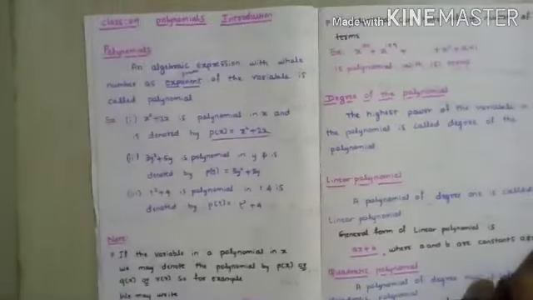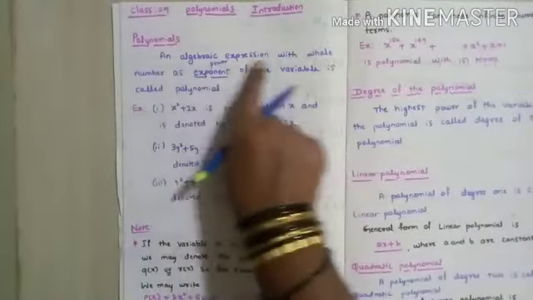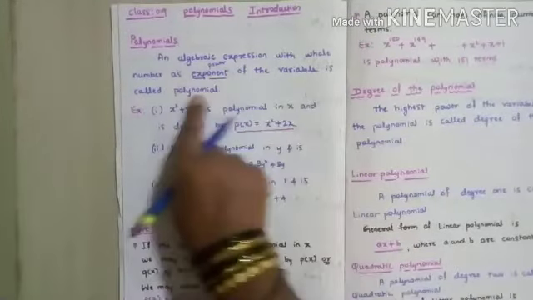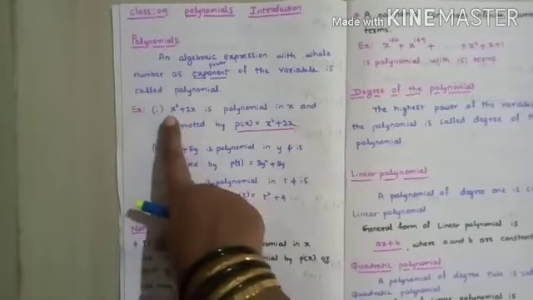See here, in the classwork, first you should write the heading "Polynomial", then you write the definition. An algebraic expression with a whole number as an exponent or power of the variable is called a polynomial. First you write this definition, and I have written the examples here for the polynomials.